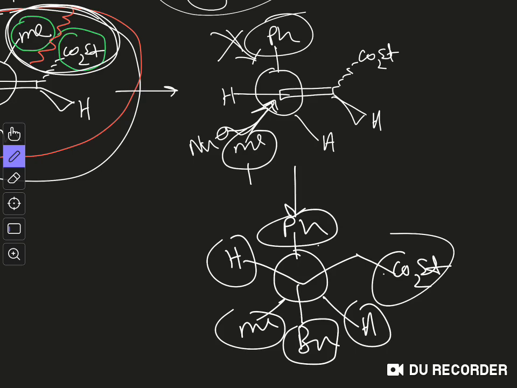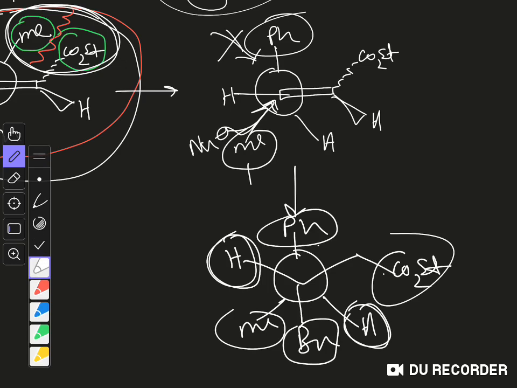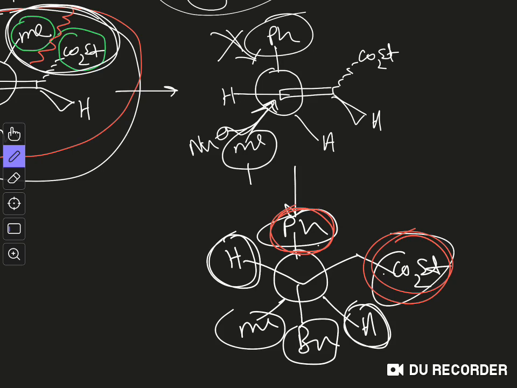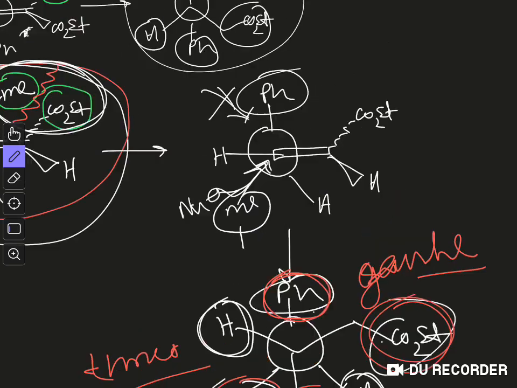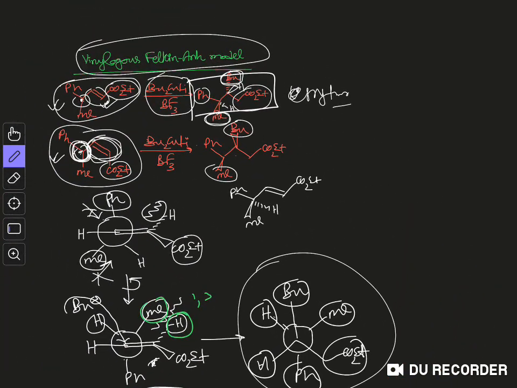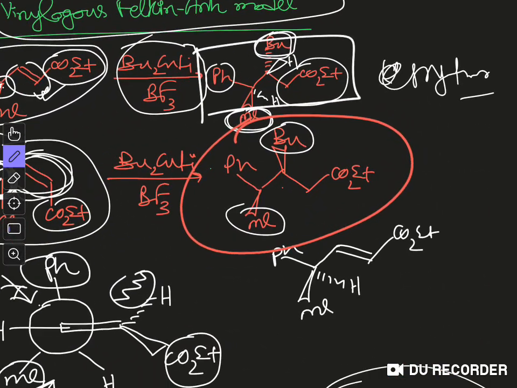But we have to find the relation between this phenyl and this large group. So you can see in this particular structure, this hydrogen and this hydrogen are anti, but in either of these two pairs, this phenyl and this large group are syn or gauche, they are gauche, and this methyl and this butyl are also gauche. Okay, so this is a trans isomer, and this is our product of the cis isomer.